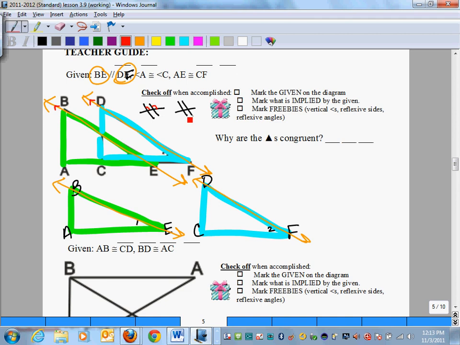Two, armpits of the Z. Those are the two things you should be looking for. When you see parallel lines, you should look for corresponding angles and armpits of the Z. Do those little baby examples here.